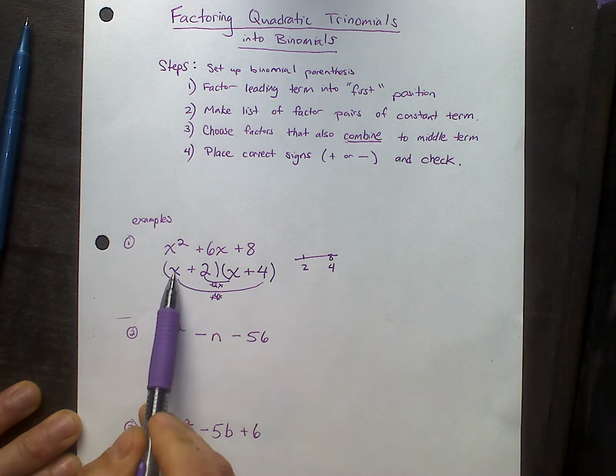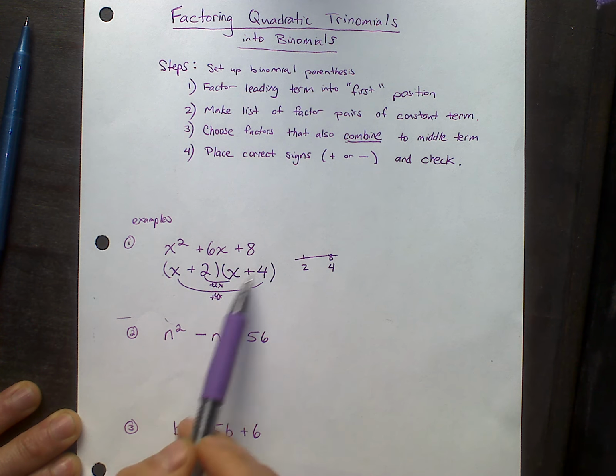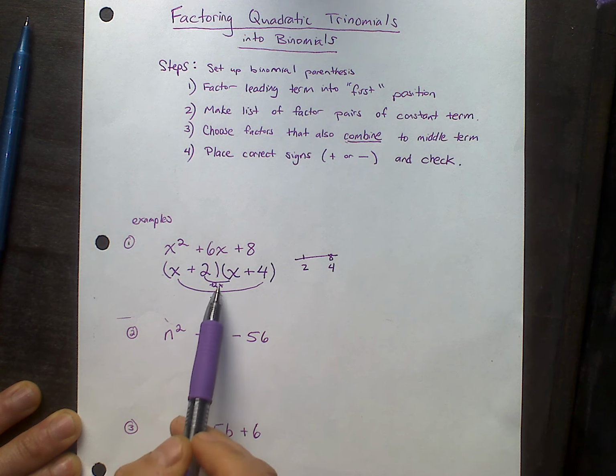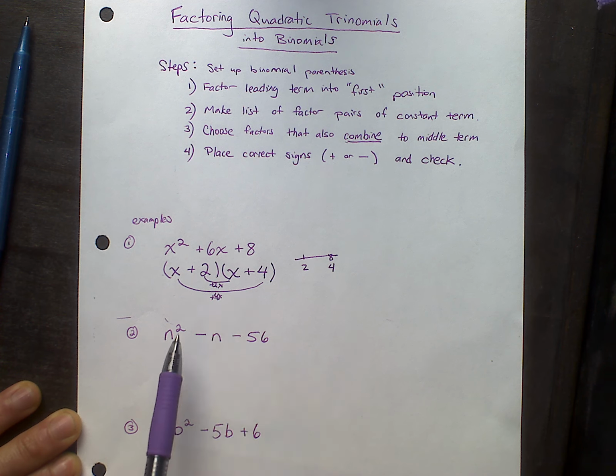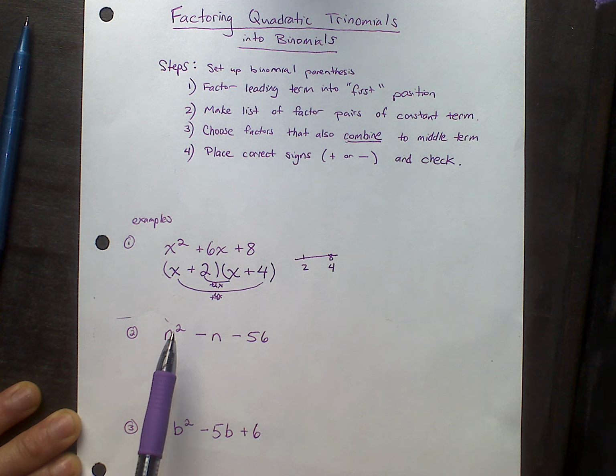My check is x times x is x squared. x times 4 is 4x. 2 times x is 2x. That combines to the 6x. And then lastly, the 2 times 4 does equal the 8.